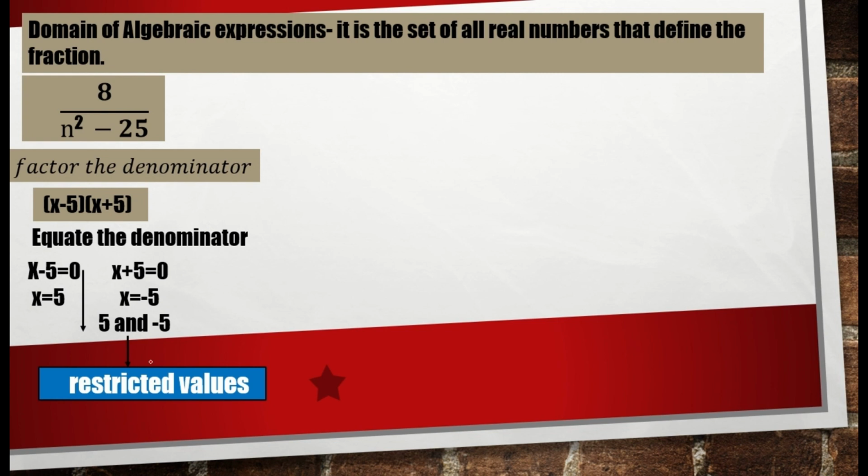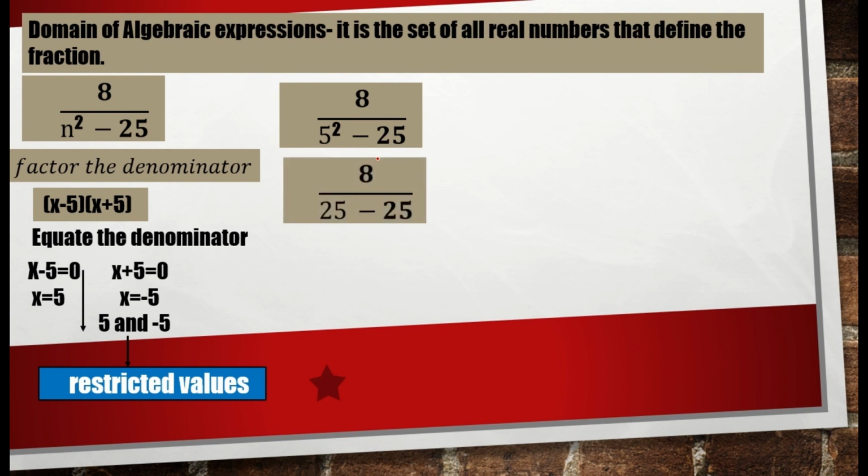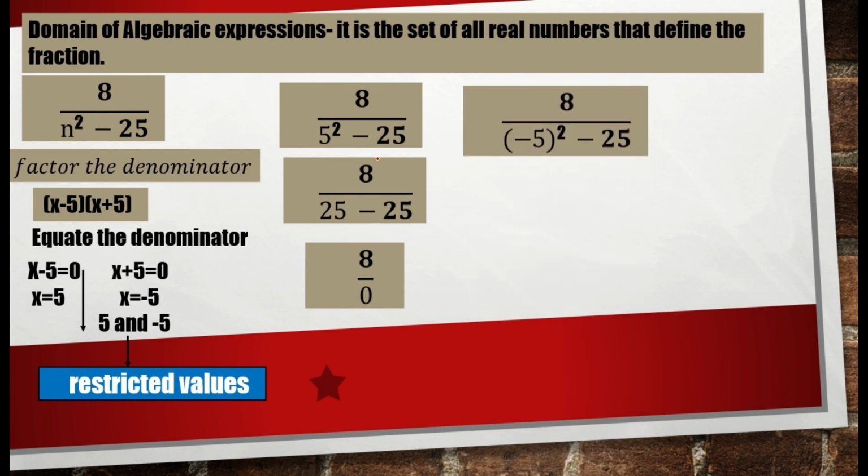Now, let's substitute 5 to our denominator to check if our answer is undefined. So, ito 5 squared. So, that is 25. Minus 25. So, the answer is 0. So, that is undefined. Next, substitute negative 5 to x, to n, I mean.